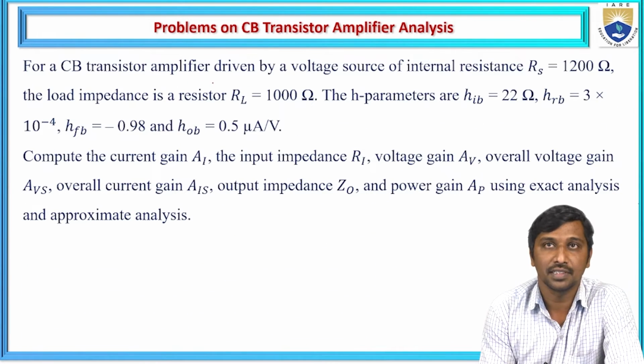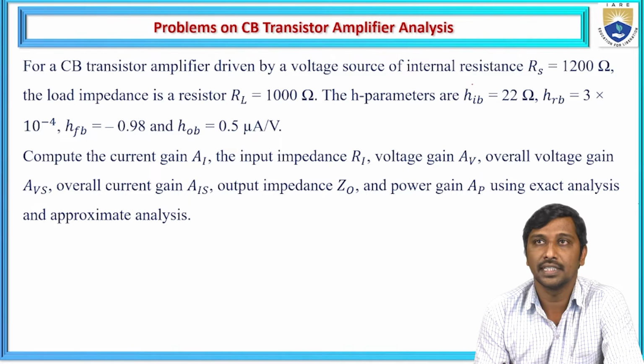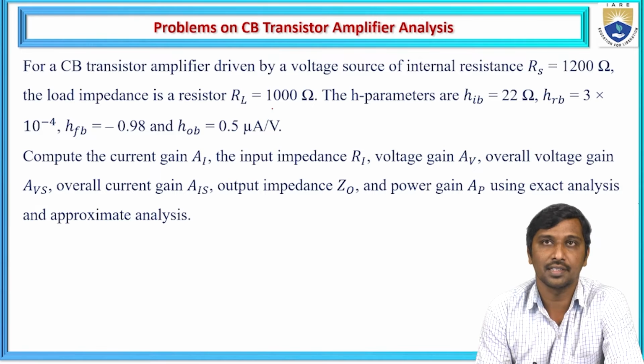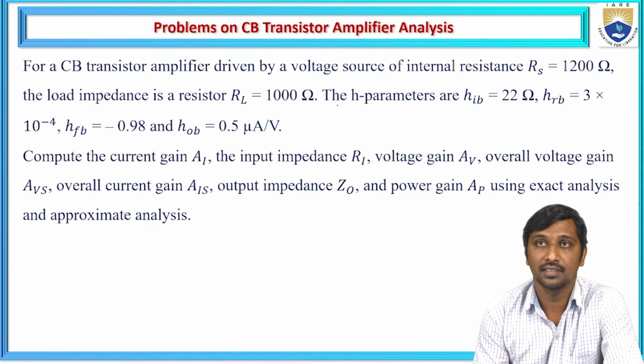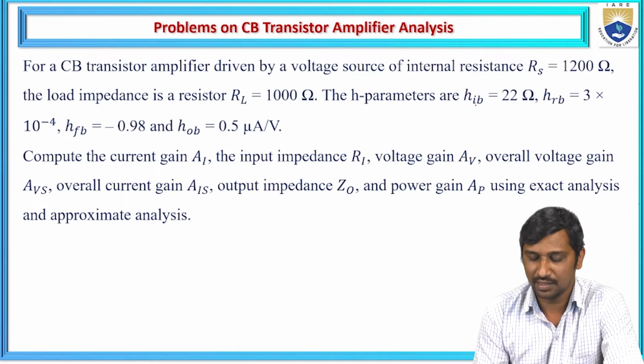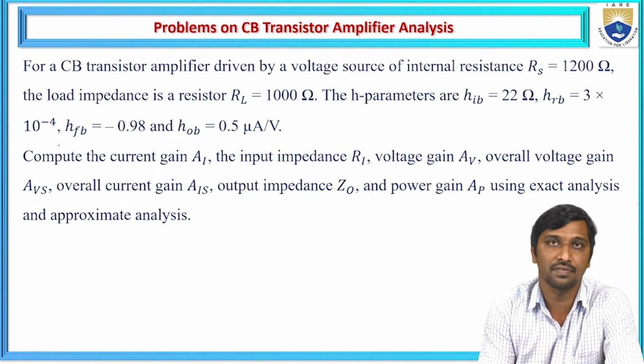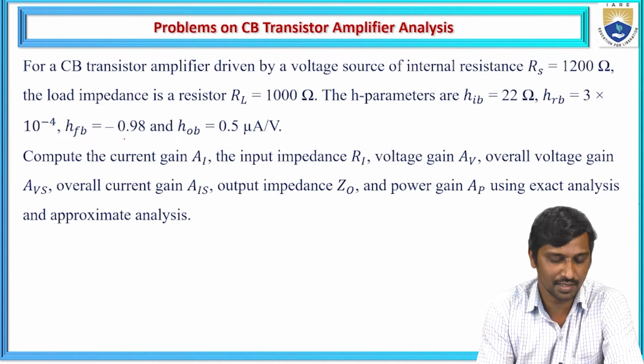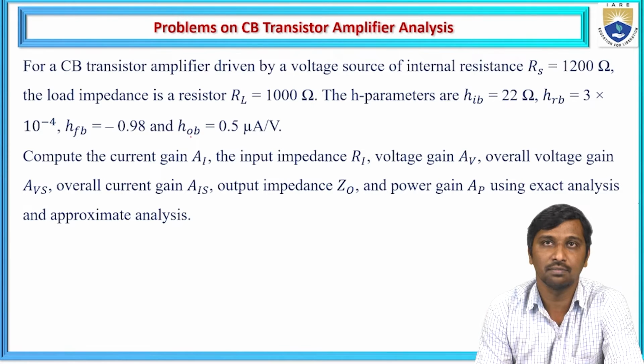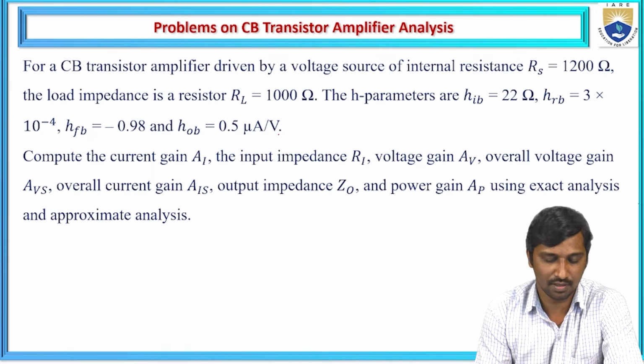For a CB transistor amplifier driven by a voltage source of internal resistance RS equal to 200 ohms, and the load impedance, a resistor RL, is 1000 ohms. For this amplifier, the given H parameters are HIB, the input impedance for a common base, that is 22 ohms. HRB, the reverse voltage gain, that is 3 into 10 to the power of minus 4. HFB, the forward current gain in a common base configuration, that is minus 0.98. And HOB, the output admittance under the common base configuration, that is 0.5 microamperes per volt.